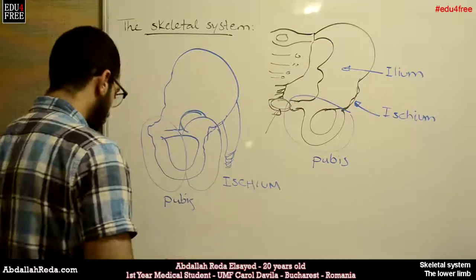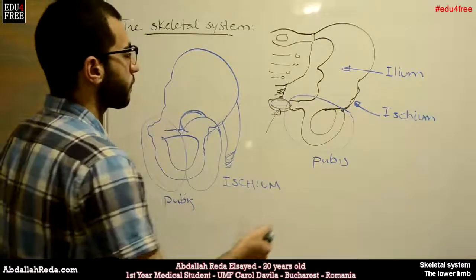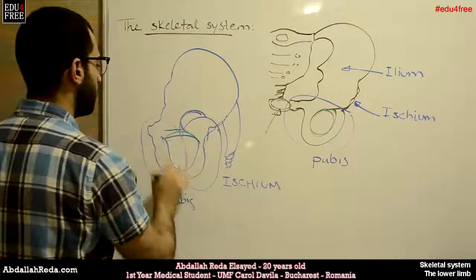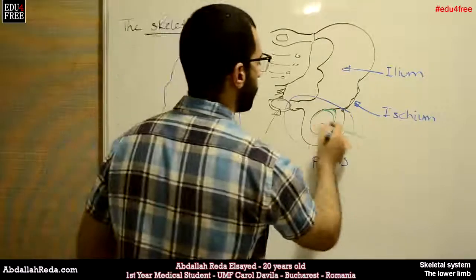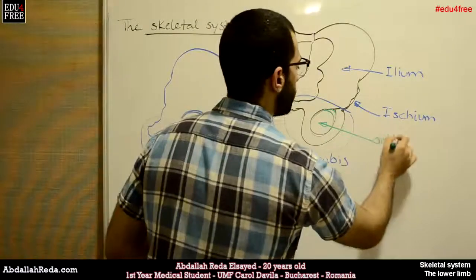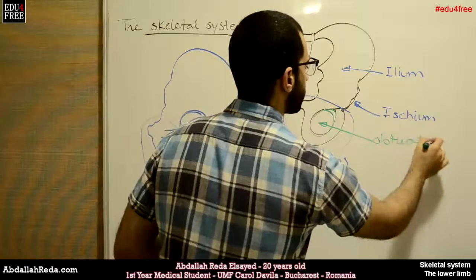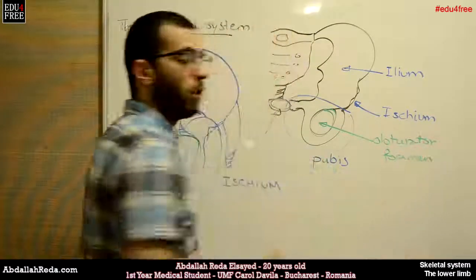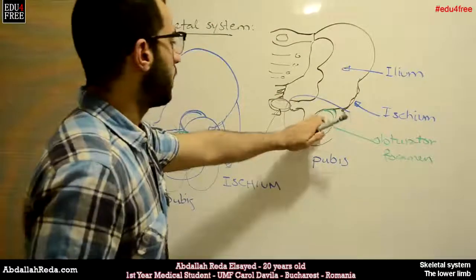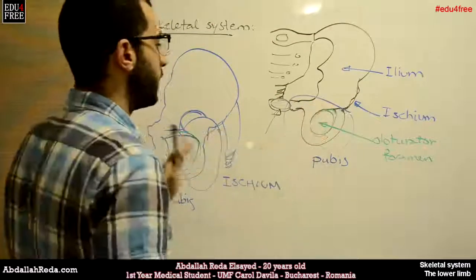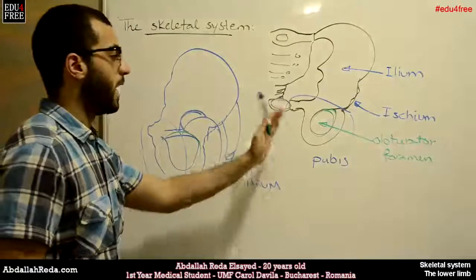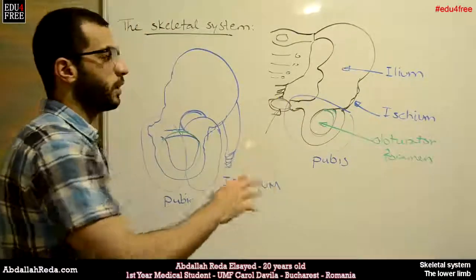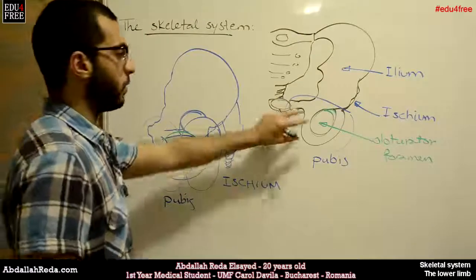Now, this opening here, this part, this is called the obturator foramen. Foramen means hole. So this is the opening or the hole through which the obturator nerve passes. So this is why it's called the obturator foramen. The obturator nerve is a very important nerve for the lower limb.